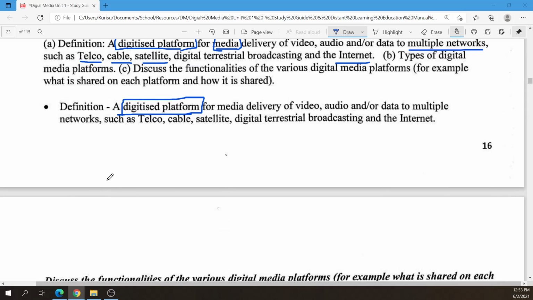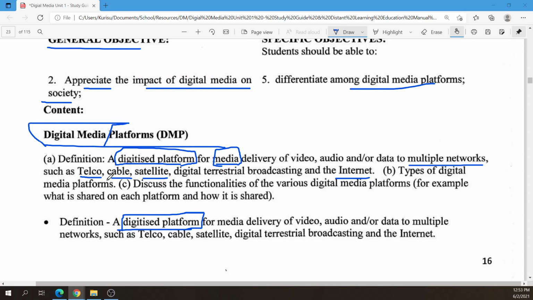So digital media platform can also refer to application stores. Like for example, how Android has a Google Play Store, iPhone is going to have an App Store, Windows is going to have a Microsoft Store, and those are digital platforms where you can download applications or even other content, games, sometimes wallpapers, themes, any form of digital media from those digital platforms.